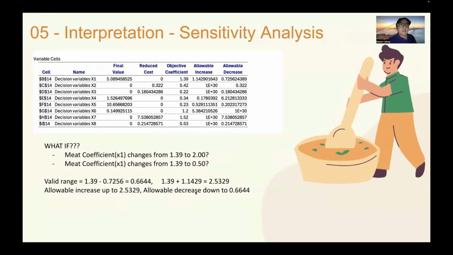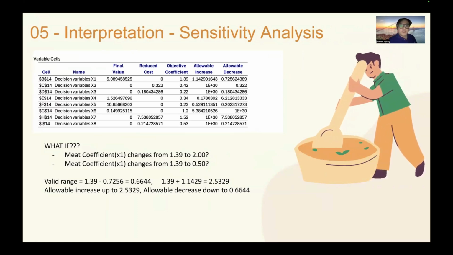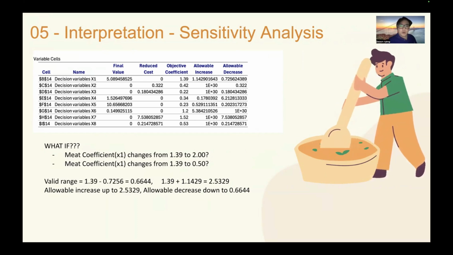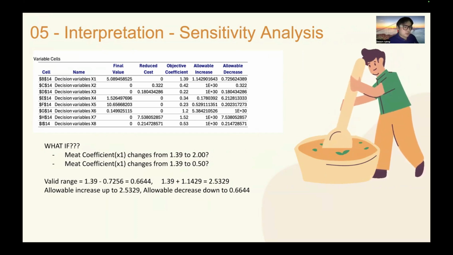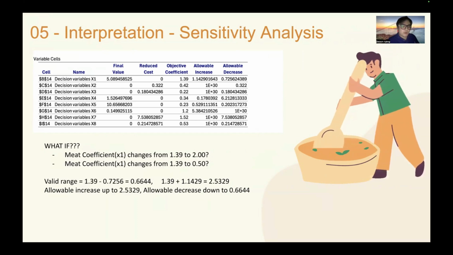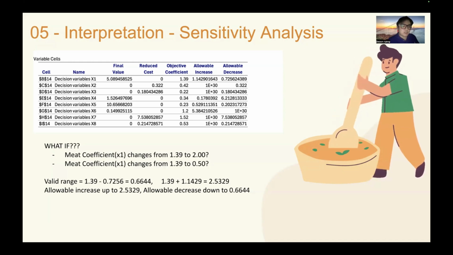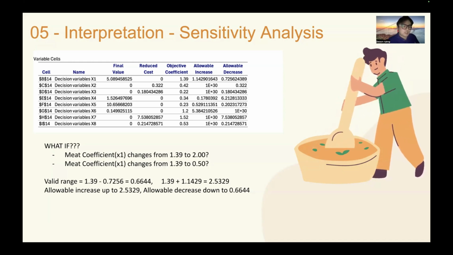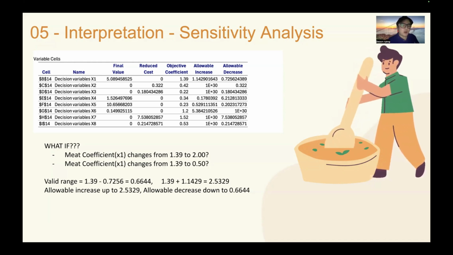Next is a sensitivity analysis. This is a what if scenario. So what if the meat coefficient changes from 1.39 to 2.00 and from 1.39 to 0.50? So 2.0 is within the allowable increase of 2.5329, so we keep the solution, making the meat more expensive while minimizing the cost. The objective function value increases by 3.105. On the other hand, 0.5 is beyond the allowable decrease range of 0.6644, which makes the meat prices too low. So in this case, we would have to rerun the solver and find the new optimal solution.